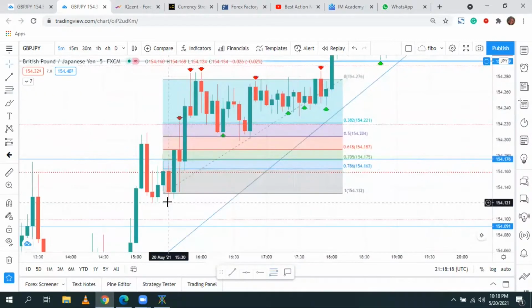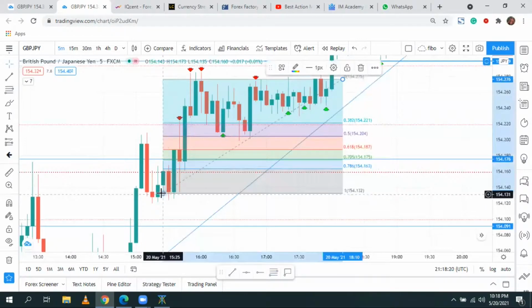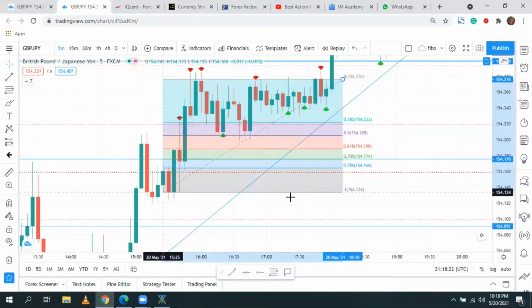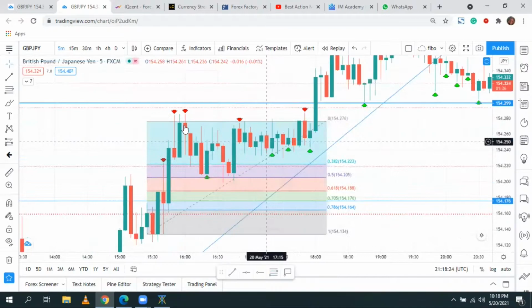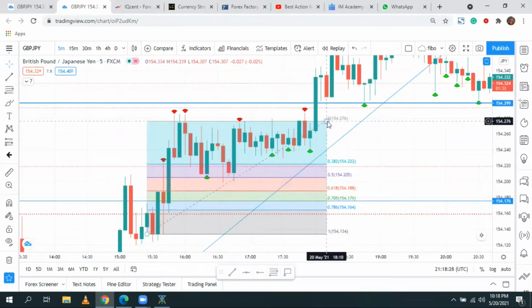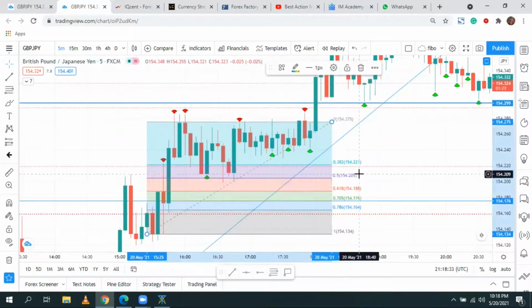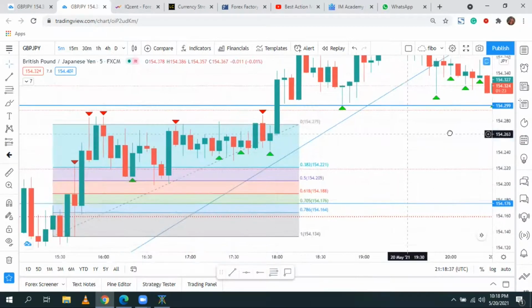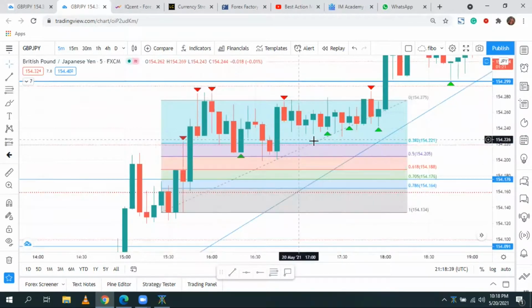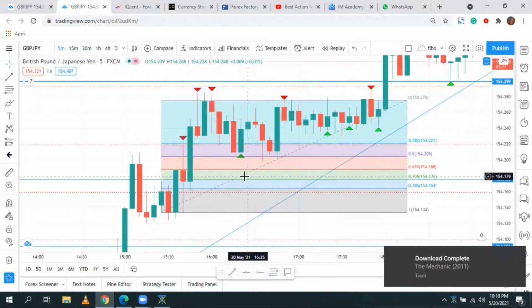I did not put this line at the wick, I put it at the body. And at the top here as well, you put it at the what? At the body. You put it at the body. So this will be how you would have done your fib retracement.